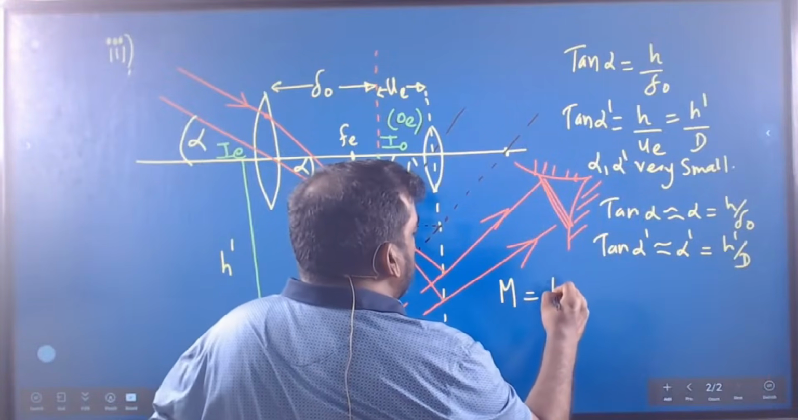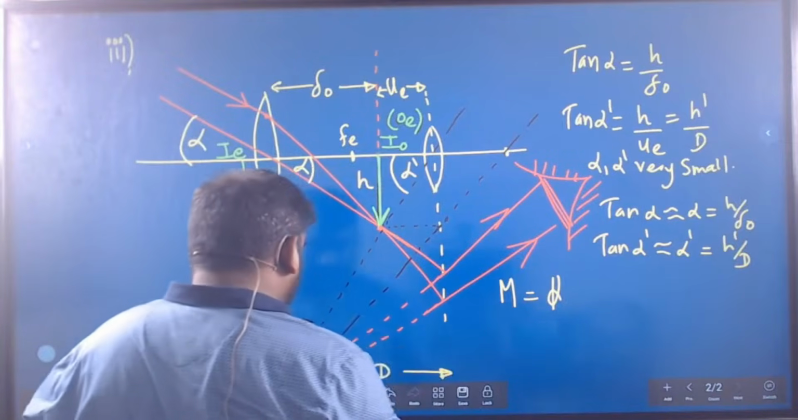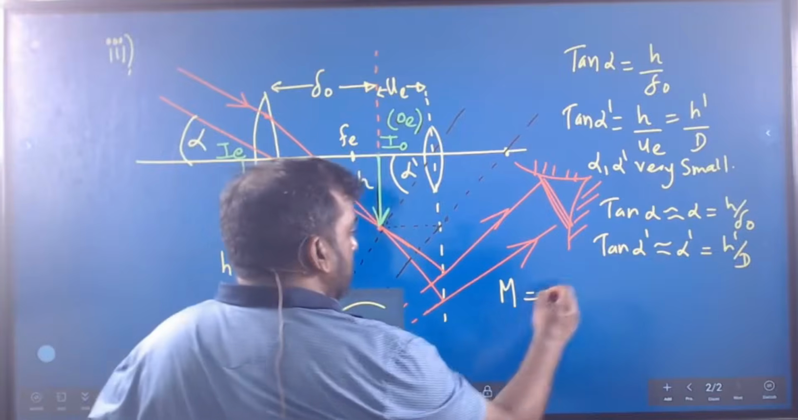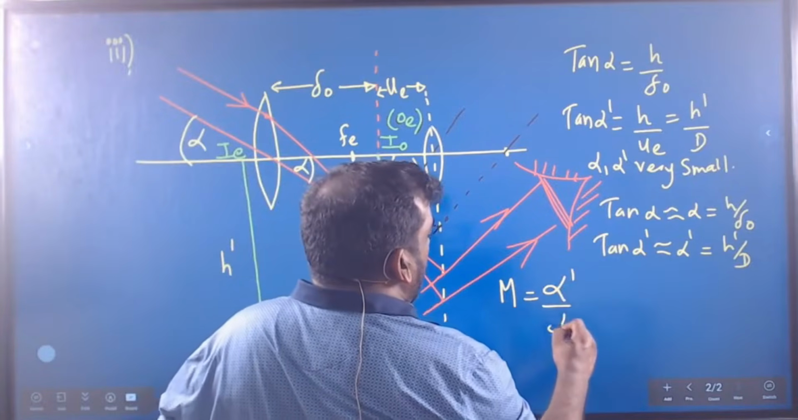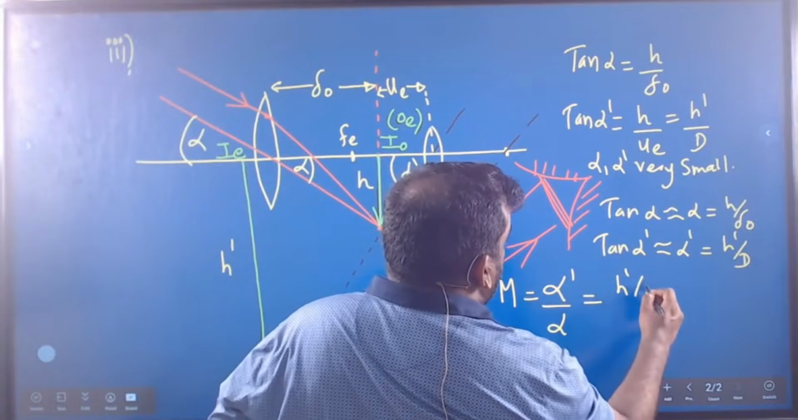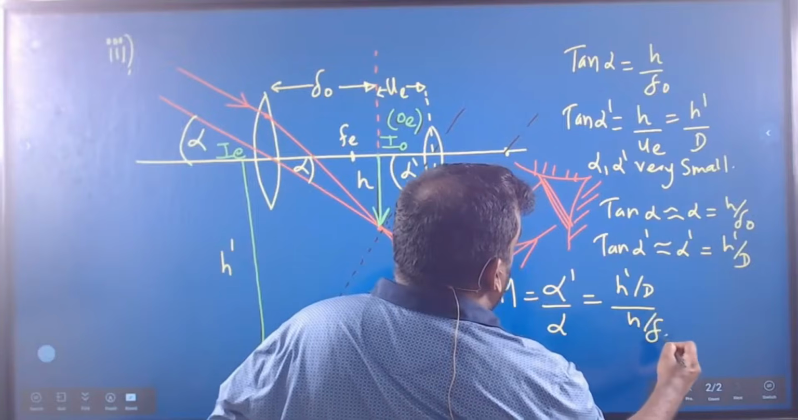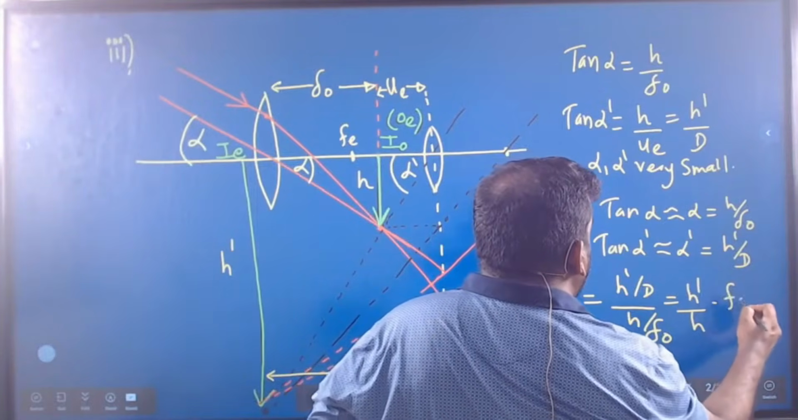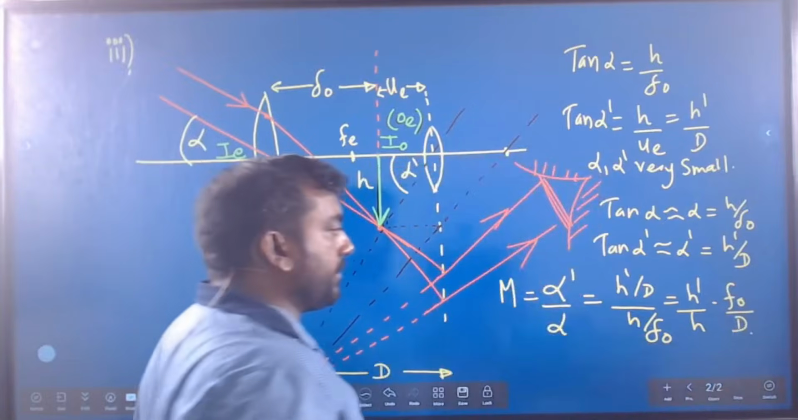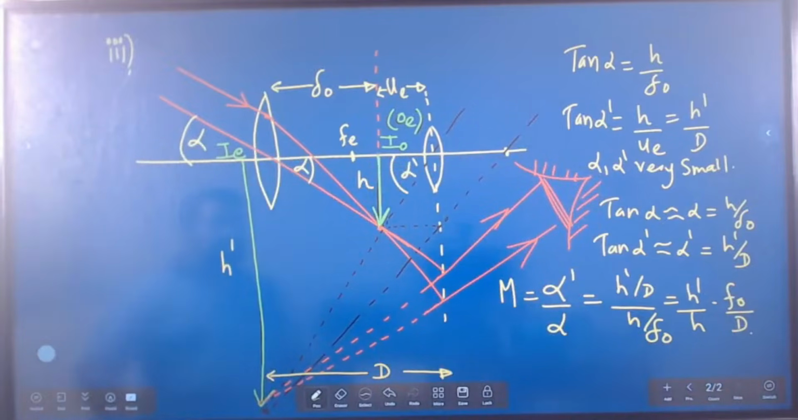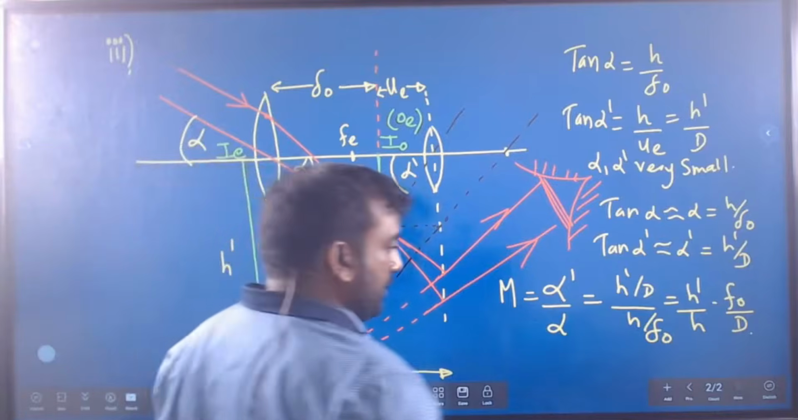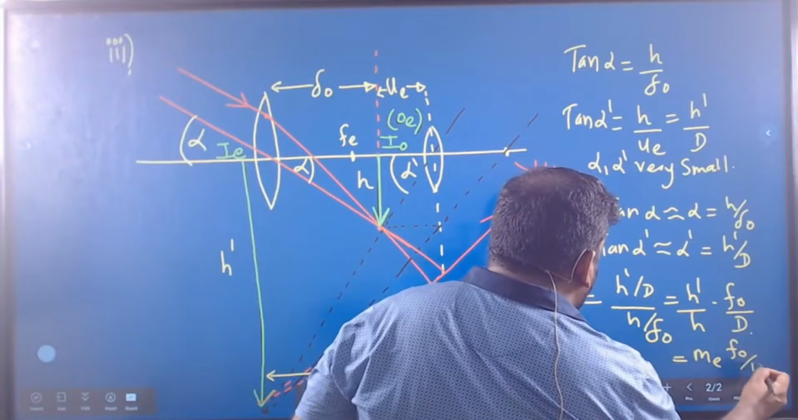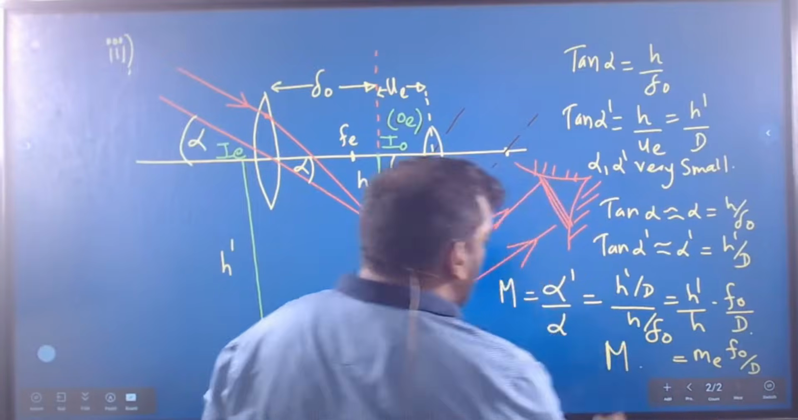Angular magnification is alpha dash divided by alpha. H dash divided by d over h over f naught. Here h dash divided by h is f naught divided by d. What is h dash divided by h? Image height over object height. Linear magnification of the eyepiece is f naught over d. Angular magnification.